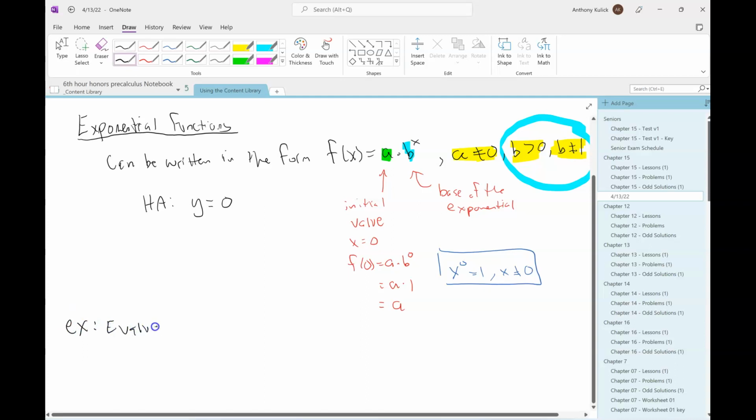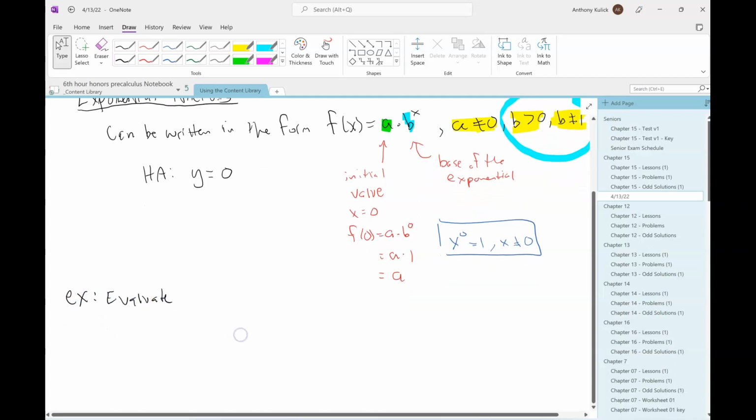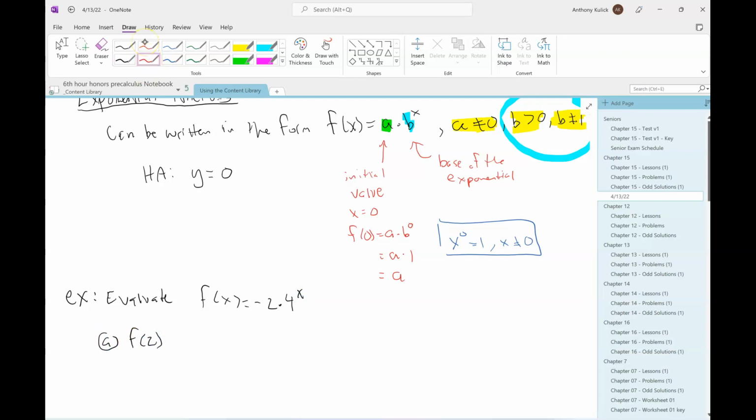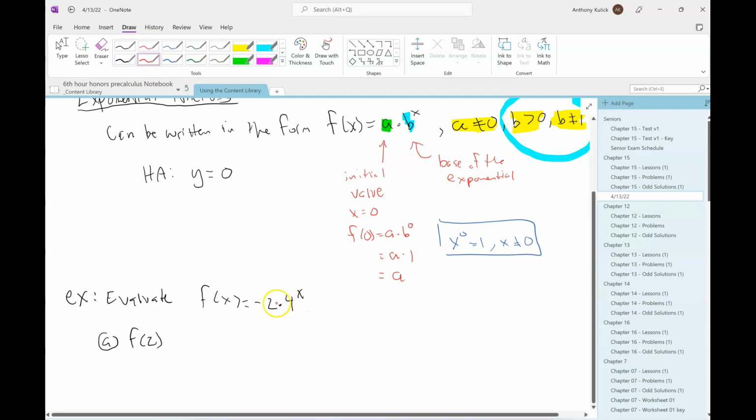Okay. So let's say we want to evaluate some values for f of x is equal to negative 2 times 4 to the x. So let's start here. First things first, negative 2 times 4 to the x. Can I just write that as negative 8 to the x? Heck no, right?